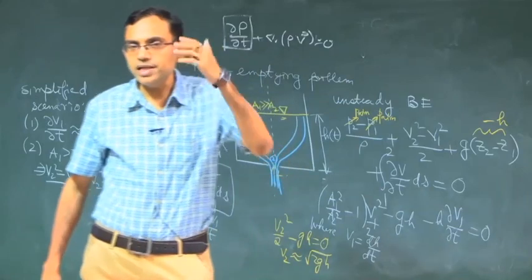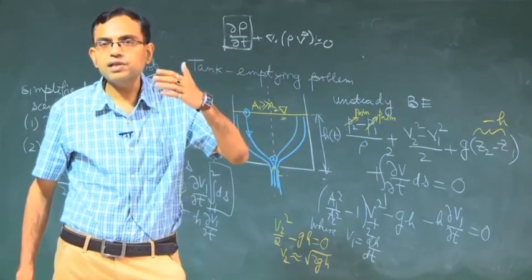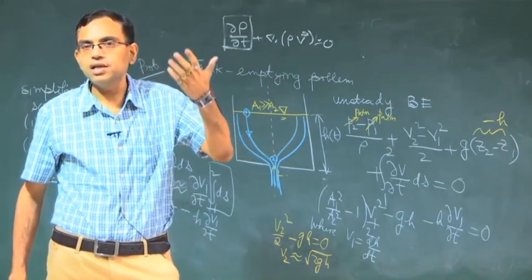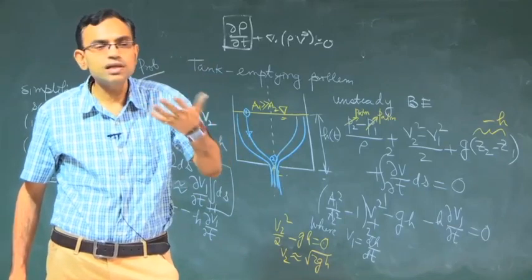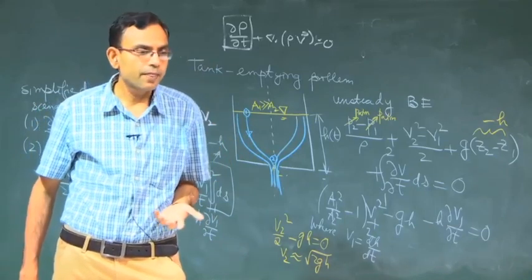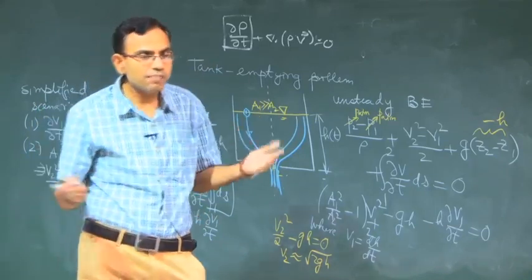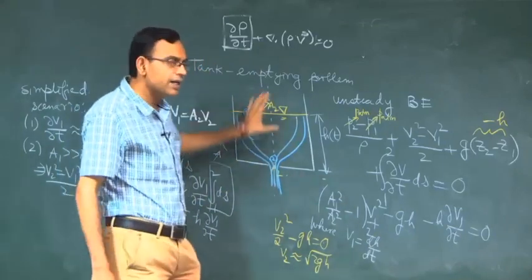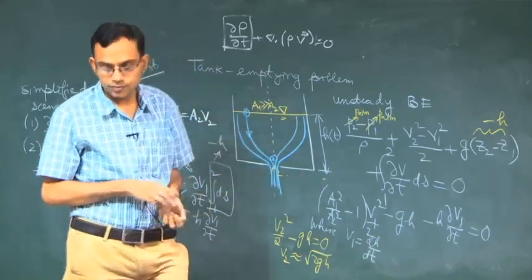What are the ranges of non-dimensional parameters over which these two agree, and what are the ranges over which these two do not agree? That gives a complete understanding of the dynamics of this problem.